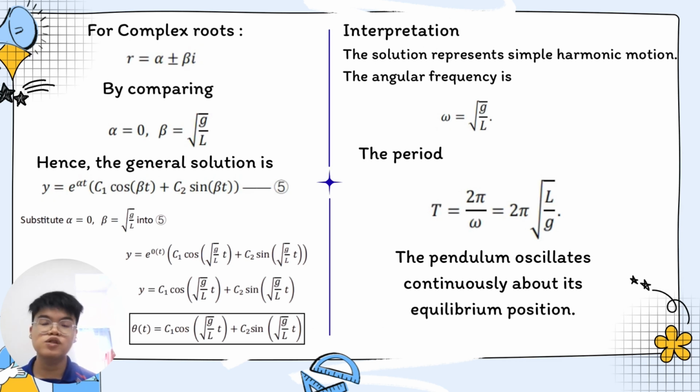Using our complex roots, where alpha equals 0 and beta equals the square root of g over l, we find the general solution for the angular position over time. It simplifies to a combination of cosines and sines. Physically, this represents continuous simple harmonic motion. From this solution, we can easily pull out the angular frequency and the exact period of the pendulum.